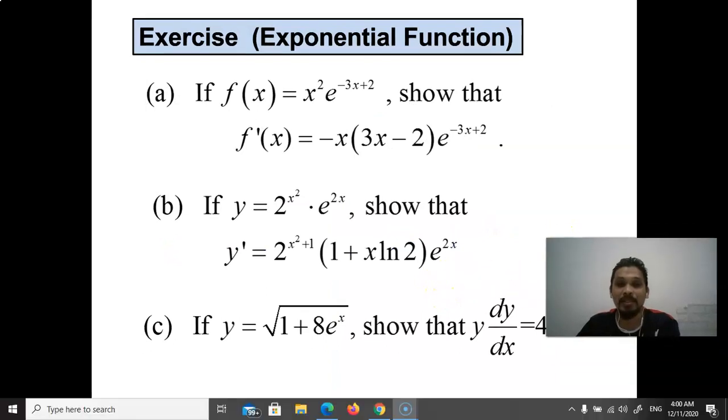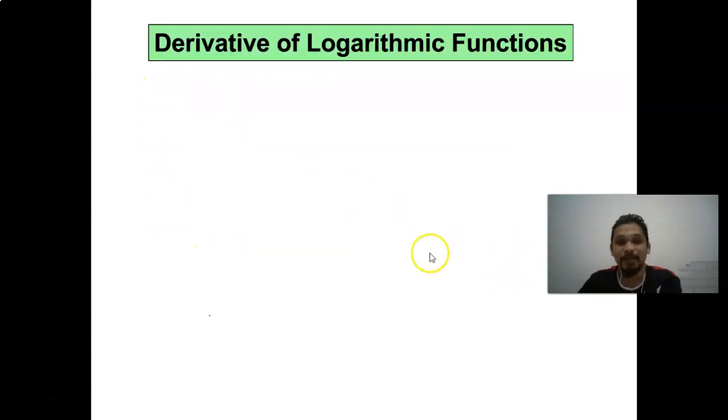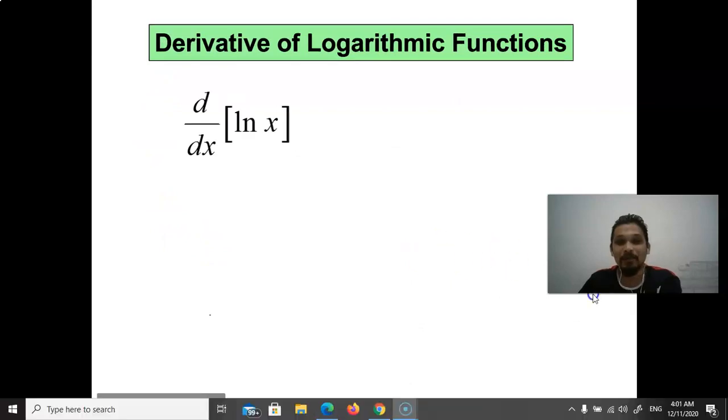Okay, you may try this as an exercise. Good luck to all of you in trying all this. I will call them exercise a, b, and c. Okay, now the derivative of log function.